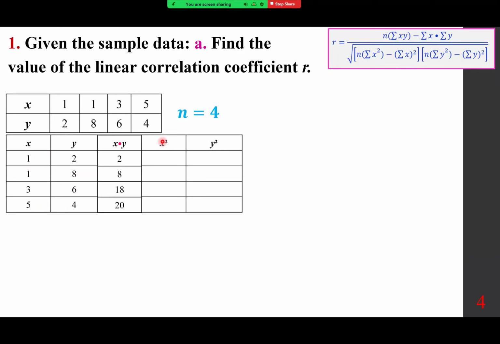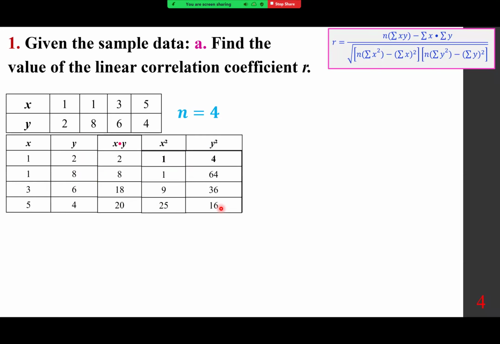Then the next one is x squared. So this column, the very first column, squared, 1 squared, 1 squared, 3 squared is 9, 5 squared is 25. The last one is y squared. So the second column squared. 2 squared is 4. 8 squared is 64. 6 squared is 36. 4 squared is 16.